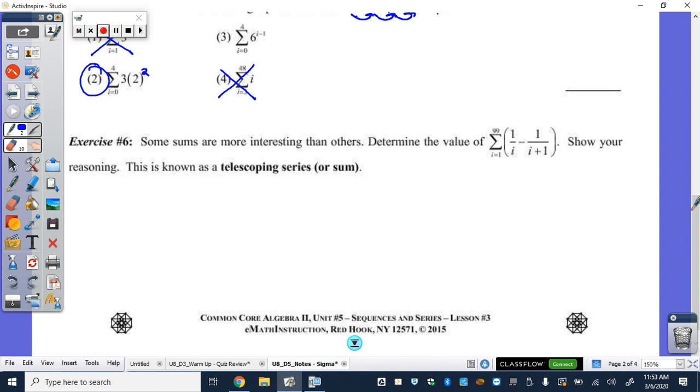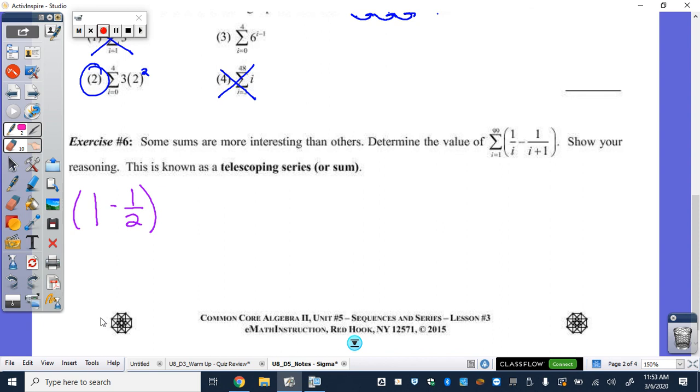And then our last one down here, we got some sums that are a little bit more interesting than other ones. So for this one, what we have is this formula right here. Determine the value of this and then show your reasoning. So what number do they want us to start plugging in? 1. So if I plug in a 1, I get 1 over 1 minus 1 over 2. Which really, what does 1 over 1 equal? So I can just leave that as a 1.